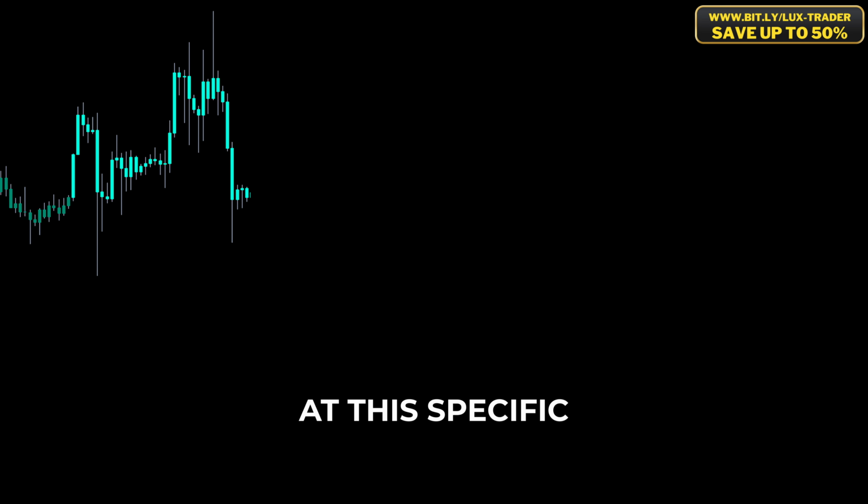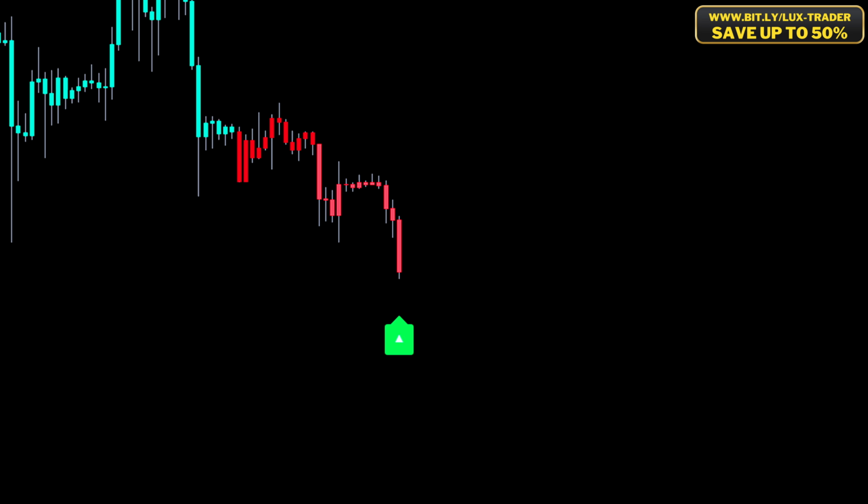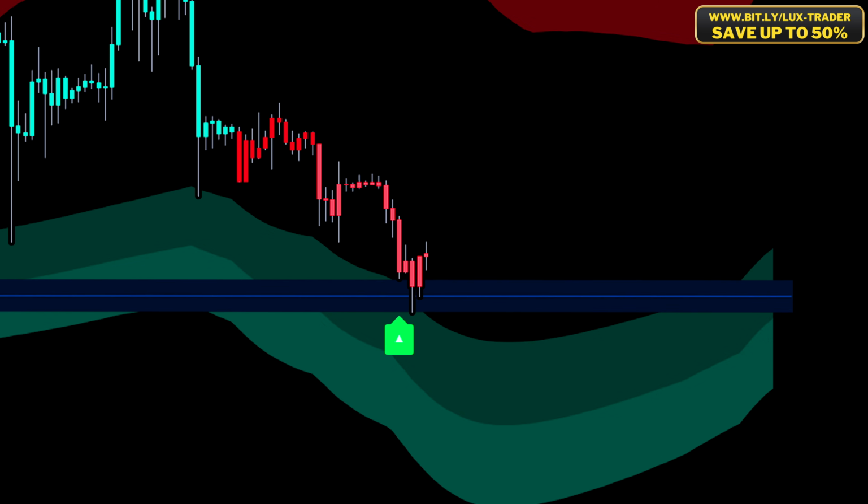Now, let's take a look at an example trade setup. At this specific candlestick, something very interesting happens. First, you can clearly see a buy signal from the first indicator, and at the same time, price action is filling in a fair value gap that was left behind. But there's more. Price also bounces off the lower reversal band, which is an additional confirmation that the market is likely to reverse and head higher.